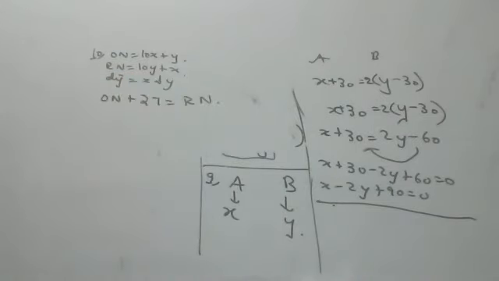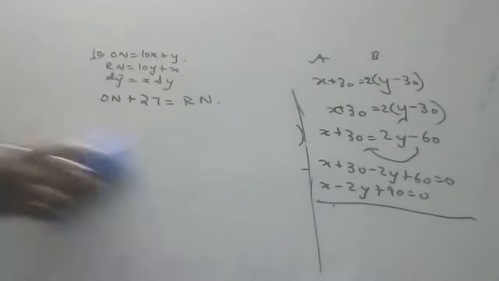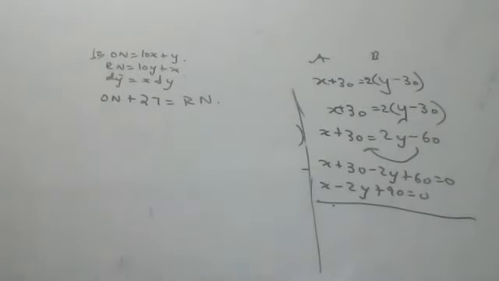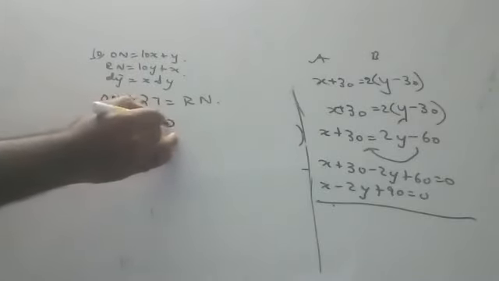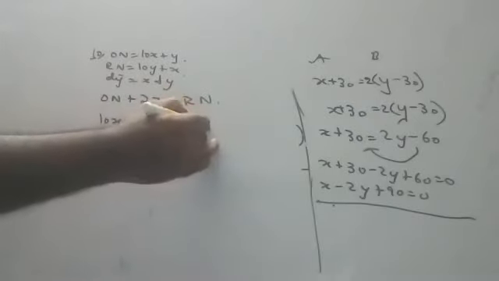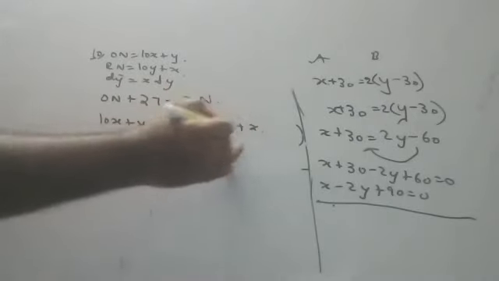Anyone wants to say how to do this equation? Anyone wants to give a try? Some children? So 10x plus y plus 27 is equal to 10y plus x. 10x plus y plus 27 is equal to 10y plus x. Now bring this here, Nana.